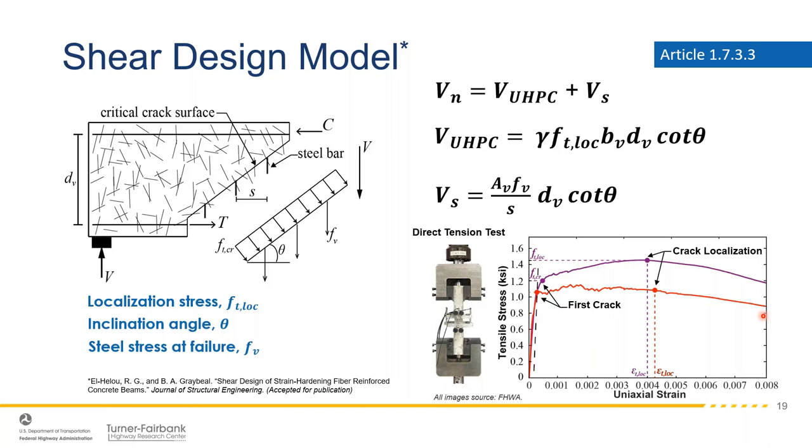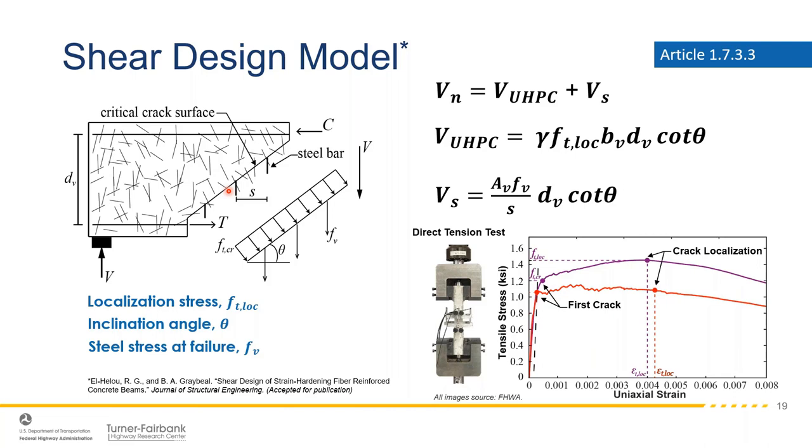So the modified compression field theory, basically, you're taking an element in the web, so you take the web of your element, and you create some equilibrium equations and you assume some behaviors and you solve a whole series of equations to come out with a relationship for the resistance provided by the concrete and the resistance provided by your discrete reinforcement, your stirrups. We did the same thing, but we got rid of the empirical equations that deal with conventional concrete. So we don't have aggregate interlock in UHPC, but we do have tensile resistance in the UHPC. So we basically wrote a couple different equations than the ones that are in MCFT.